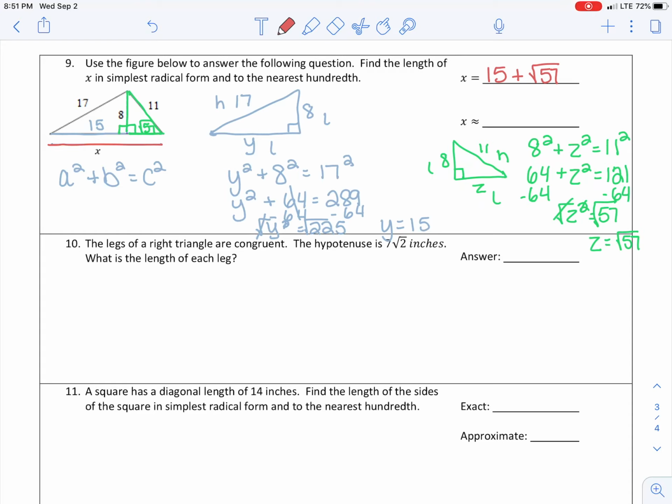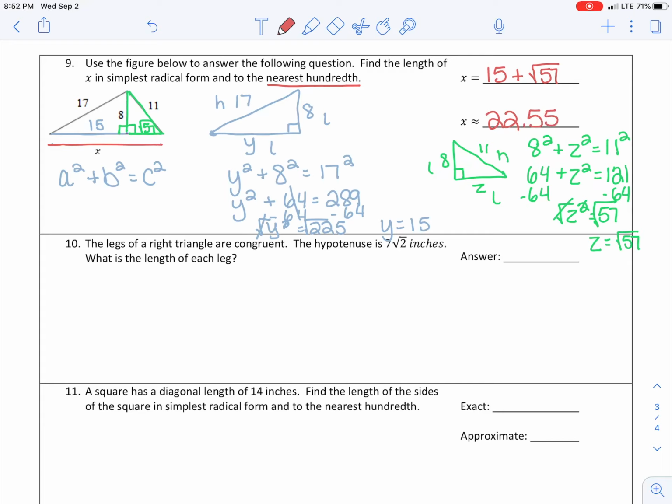But if we want to know what our approximate value is, we can plug that into our calculator. So we can say the square root of 57 plus 15 is equal to approximately 22.5. I'm sorry, it says in the directions, which I should have read more clearly, nearest hundredth. So that's 2 decimal places. So this would actually be 22.55.